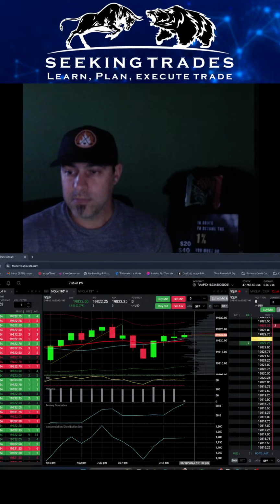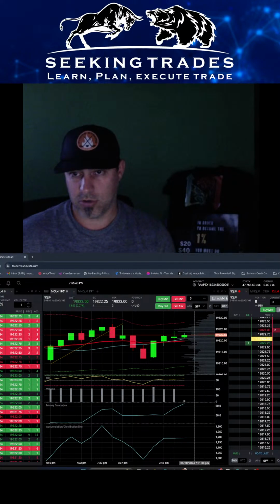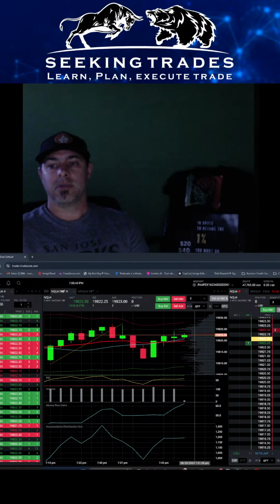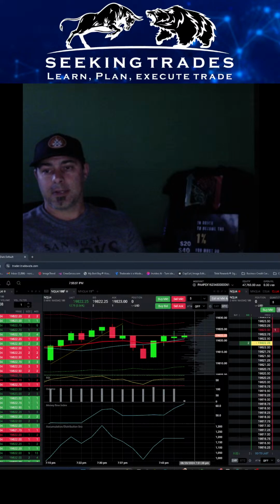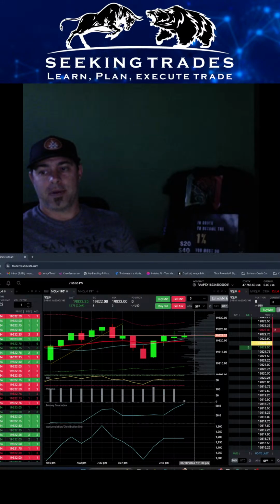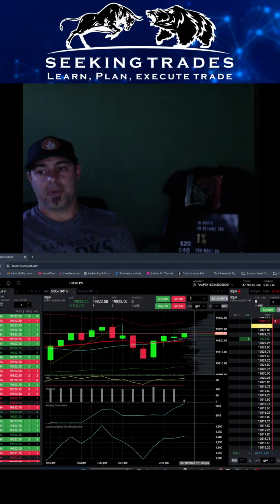$22. Struggling. I was hoping it was going to hit that 26. It's still low. Holding down low here, though. Wedge pattern. Oh, don't tell me it's going to go up. Yeah, oh my God, there it goes. It's going up now.